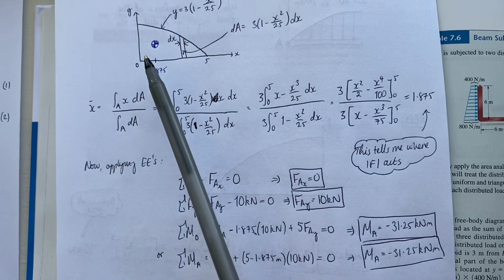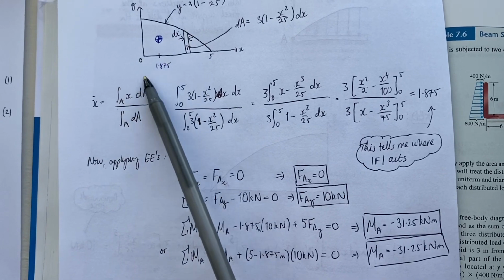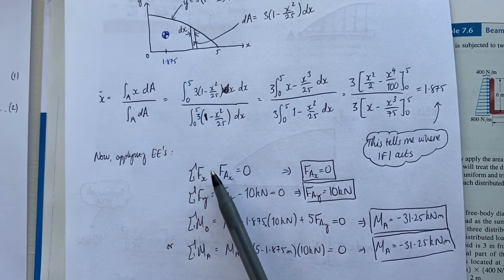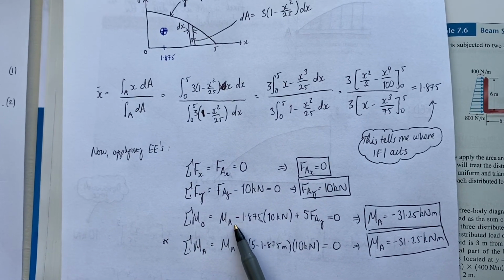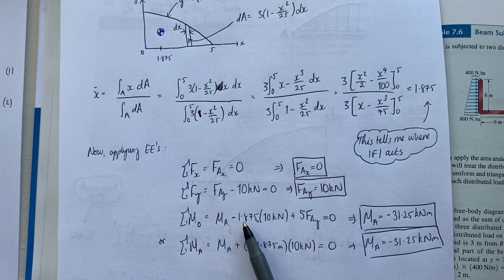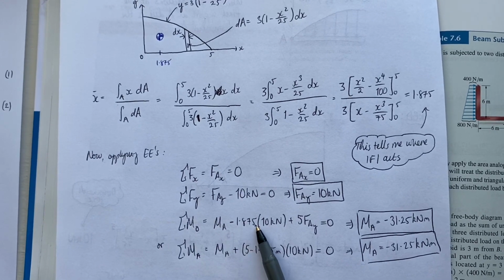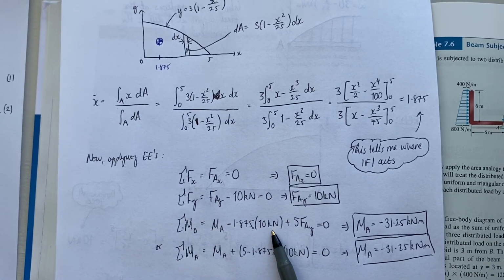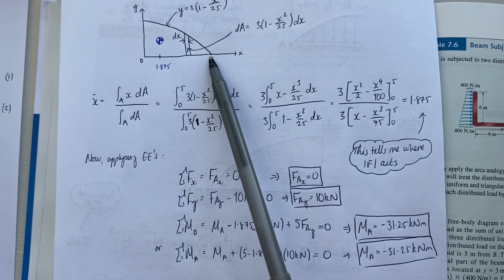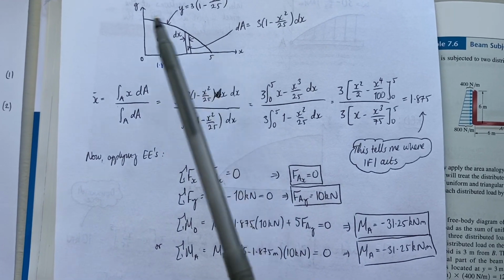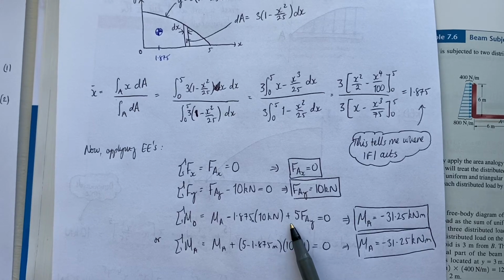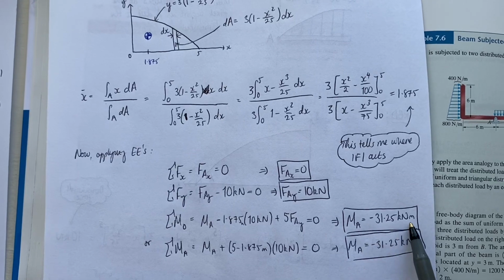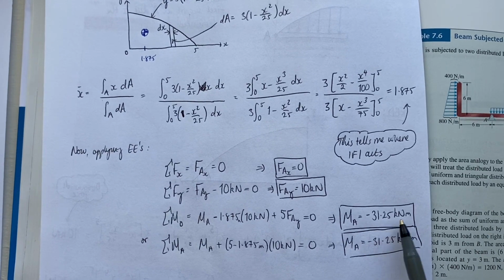Then I have a clockwise moment about the origin due to the force acting at 1.875, right? So it's negative because it's clockwise. It's acting at a distance of 1.875 meters away from the origin, and this is its magnitude. And then I have FAY acting at a distance of 5, but this time in the counterclockwise direction, so it's positive. And I can solve that to get exactly the same as I did previously, negative 31.25.